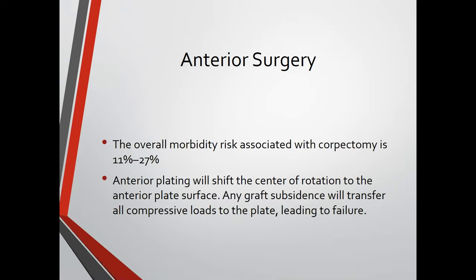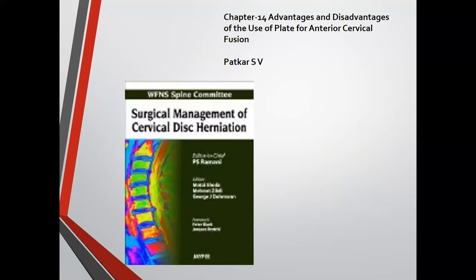I saw the videos on corpectomy and discectomy. One of the focuses while doing anterior surgery is to get a good fusion. And that good fusion is not done just by removing bone, but also by preparing the adjacent vertebra. Otherwise, there is going to be graft subsidence, and that is going to put load on the plate. I have also written about it in this chapter.